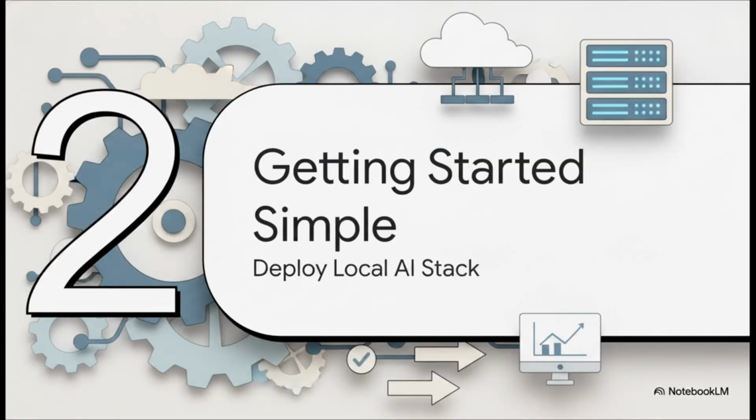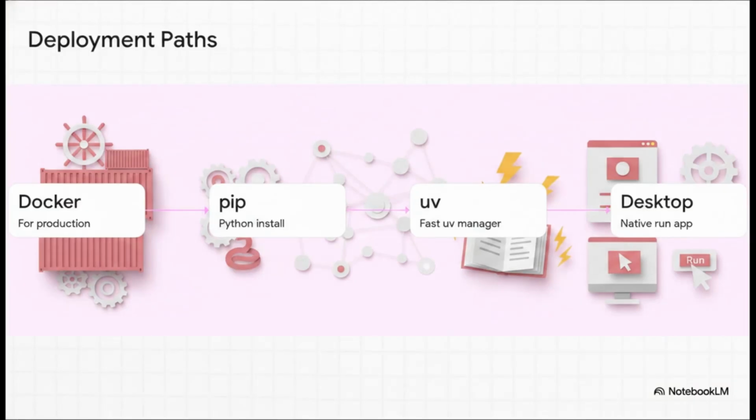Moving right along to Section 2, Getting Started Made Simple, Deploying Your Local AI Stack. Now, you might expect a comprehensive platform like this to be a total headache to configure, but the documentation actually reveals it's surprisingly accessible. They've distilled the setup down to 4 really clear deployment paths. For production environments, they recommend Docker, which gives you a robust containerized deployment. If you're more into Python environments, you can just use pip, or the lightning-fast UV package manager.